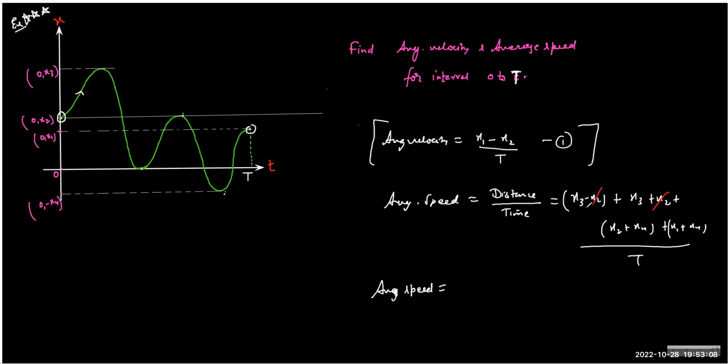So what I'm getting is 2 times x3, 2 times x2, and x1, and 2 times x4.